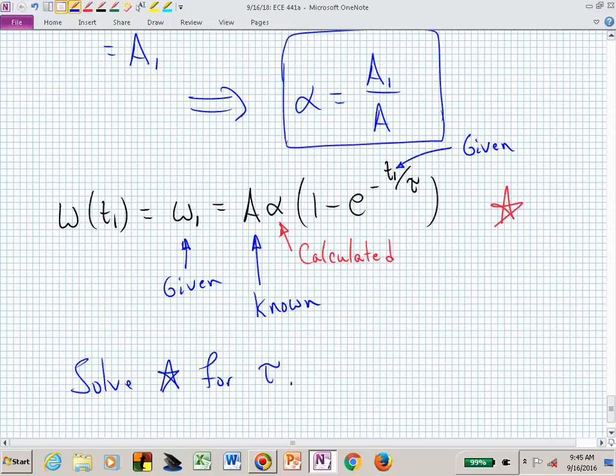You can divide things out, A and alpha. You can subtract. You now have an exponential. You can take the natural log. You can get rid of that e to the something, and now you have a minus t over tau equaling a natural log of something. And you can solve for that. So you've now found tau. Questions on that?